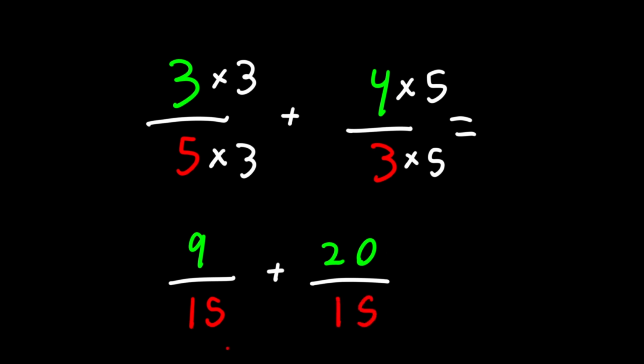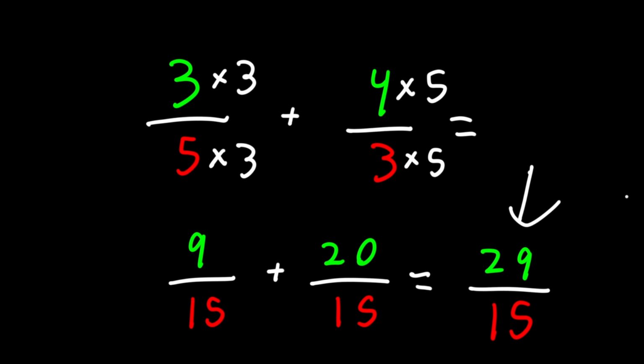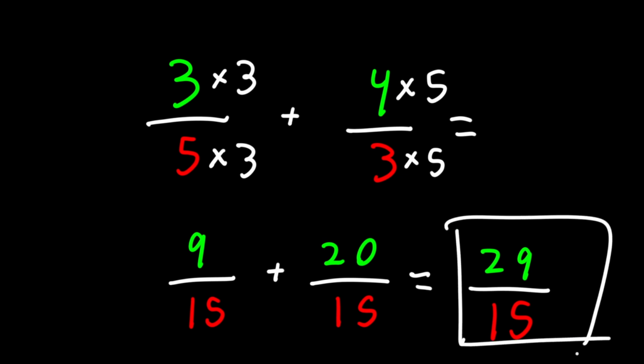And notice how these denominators are the same. Since the denominators are the same, we're allowed to add the numerators together. 20 plus 9 is 29. The denominator is 15, so that's going to stay the same. So fortunately, this fraction doesn't need to be simplified. So this is our final answer.